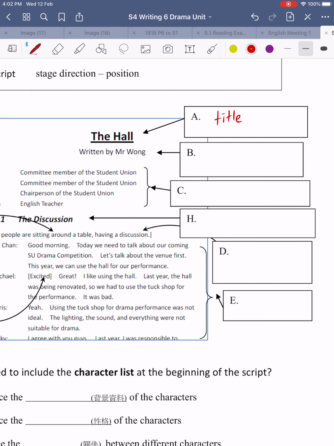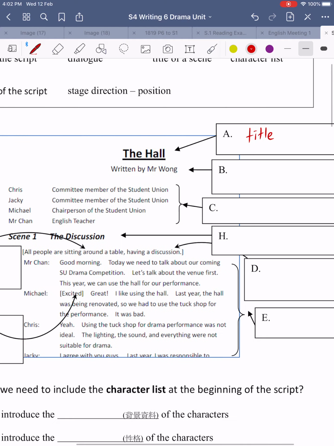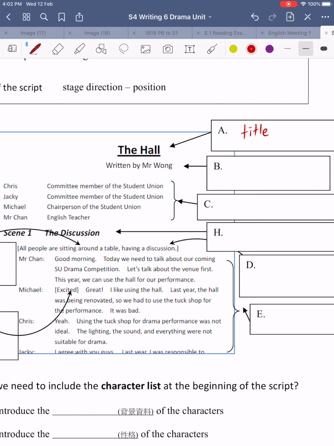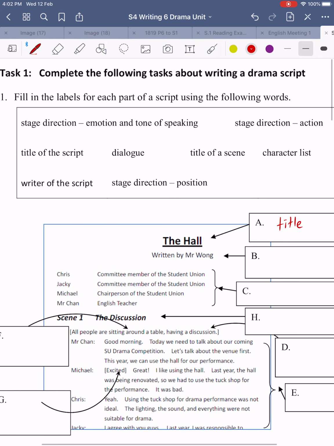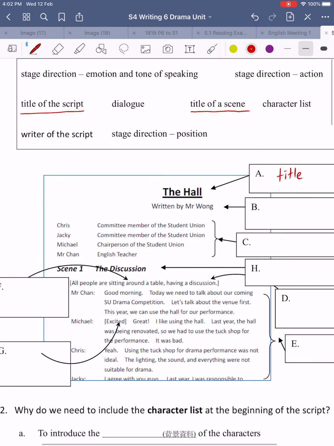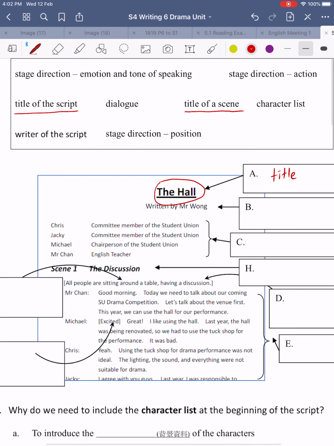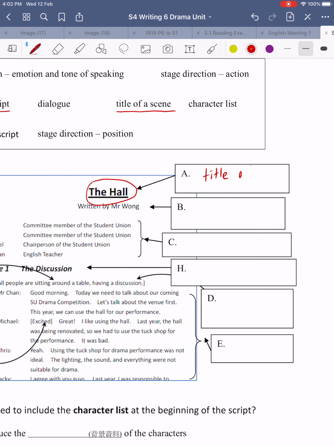However, in a drama script, we have two titles. So this part should be which title? Let's have a look at the choices given. We have the title of the script and title of a scene. So, which one should be the correct answer? As you can see, this title is at the beginning of the script. So, we will say this is the title of the script.